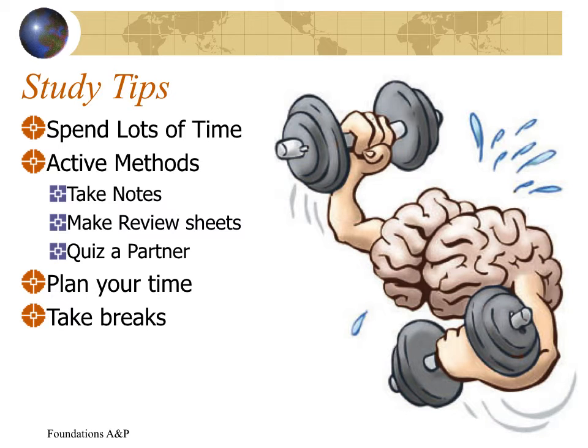Okay, let's review for exam 3. This covers chapters 12 through 14. Again, this is a lot of new stuff, so spend lots of time on it. Study using active methods: writing things down, taking notes, making review sheets, or actually quizzing. It's important to plan your time to study in short sections with breaks between them.